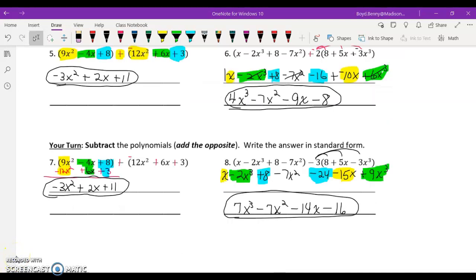All right, guys, so here are the answers and the way I worked the last two problems. Notice that in example number 7, I distributed the minus sign, and then I lined up my terms vertically and added vertically. And then on number 8, I distributed the negative 3, identified my like terms, and added my like terms. Either method works, guys. You decide which works best for you.